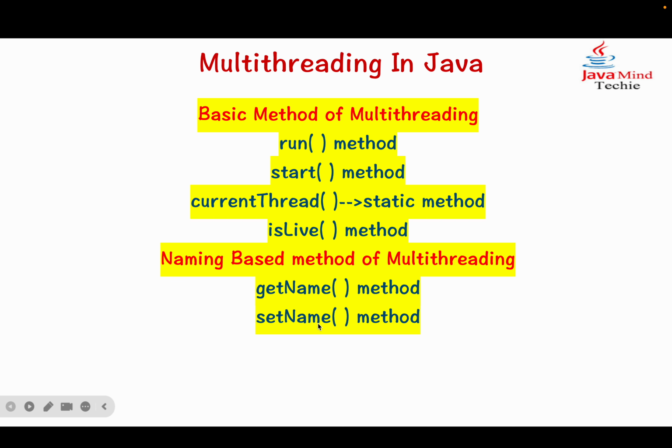So getName and setName: how we are going to get the name of a thread, and how you are going to set the name of a thread. If you would like to set a custom name as per your requirement, as per your understanding, as per your knowledge, for the respective thread, you can use the setName method. Right guys, so the complete things I will explain in this video. So without any further delay, we'll move.